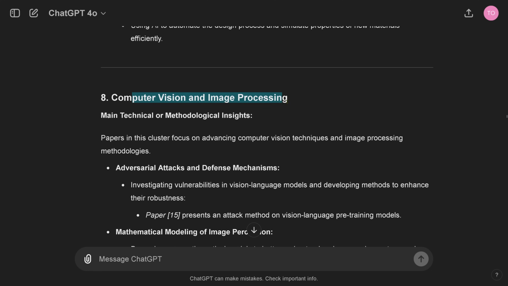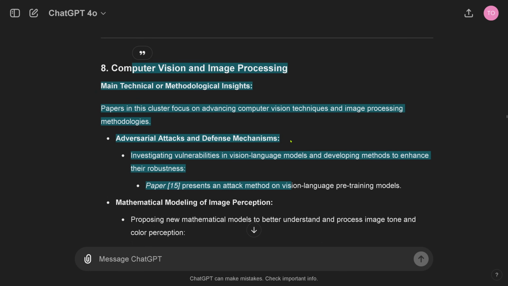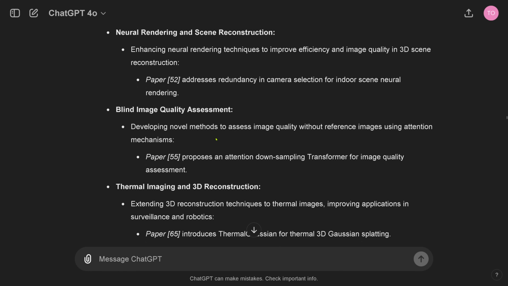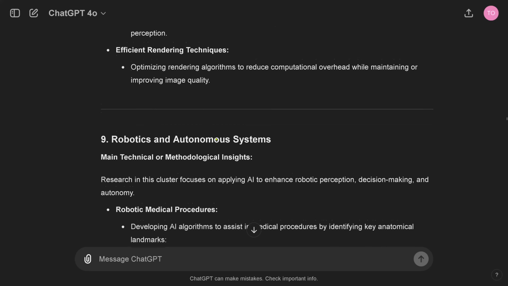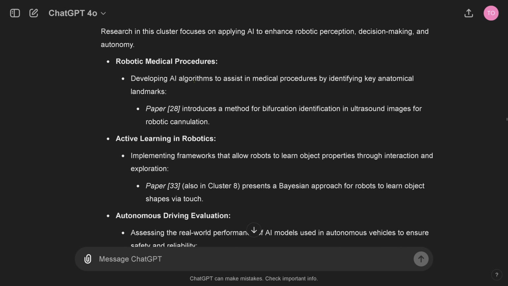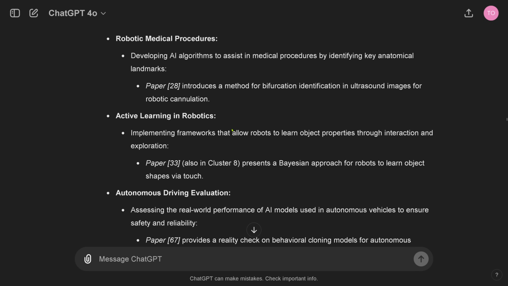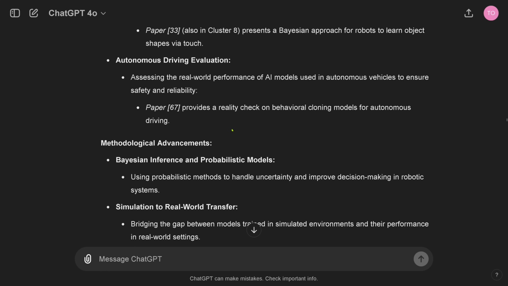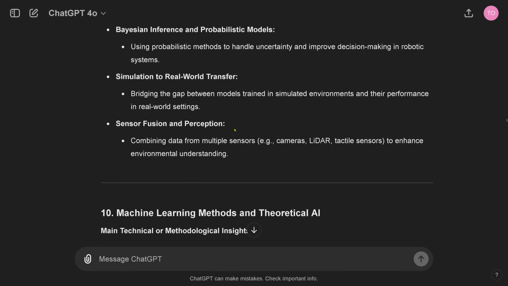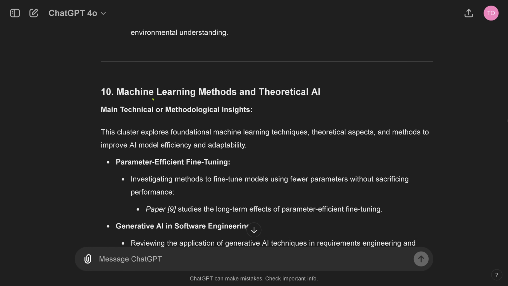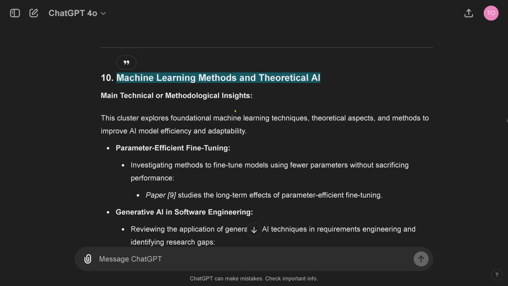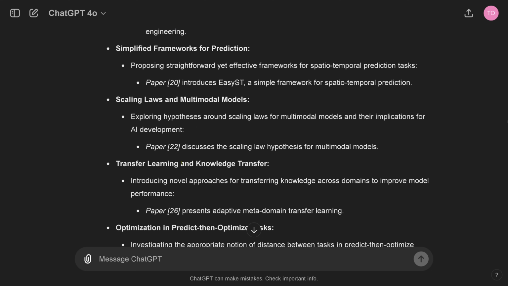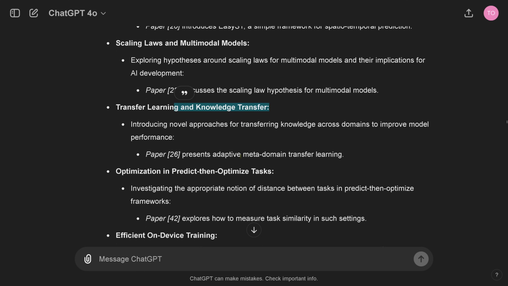Yes, cluster 8, computer vision, image processing. This is the research from 1 day only. Cluster 9, robotics, autonomous systems. It really got the main point. There are some nuances maybe missing, but for this amount of time that it had, and as you can see, this is just one output prompt, I was really impressed with this. Machine learning methods and theoretical AI, cluster number 10, generative AI and software engineering, overview, knowledge transfer, transfer learning.